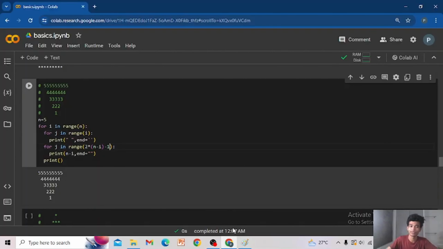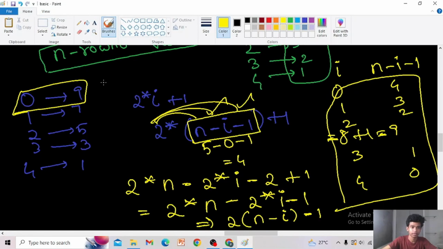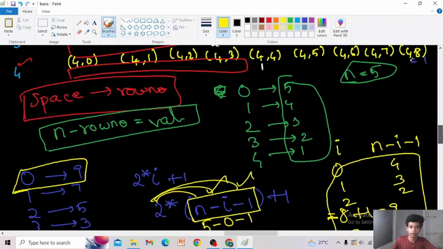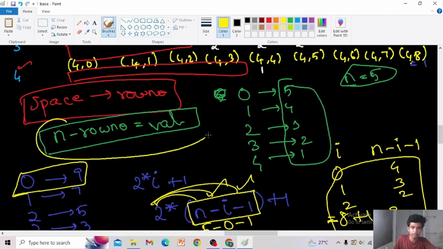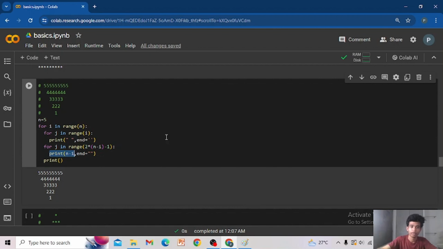Inside that, print n minus I. I have told you, right? Here is the formula. Let me go up. See here, n minus row number. So that's why I wrote n minus I here. Now just print it. That's all about the code.